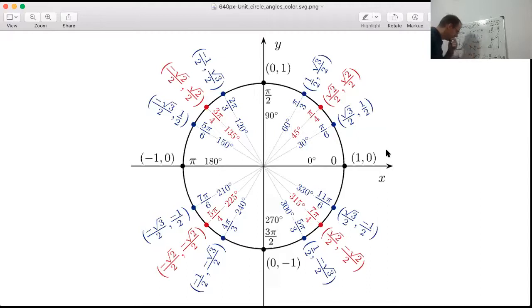Just take the conversion fraction that you're using and flip it upside down. The unit you want to get rid of goes on the bottom. The unit you want to go to goes on top. And so you can convert from radians to degrees or degrees to radians.